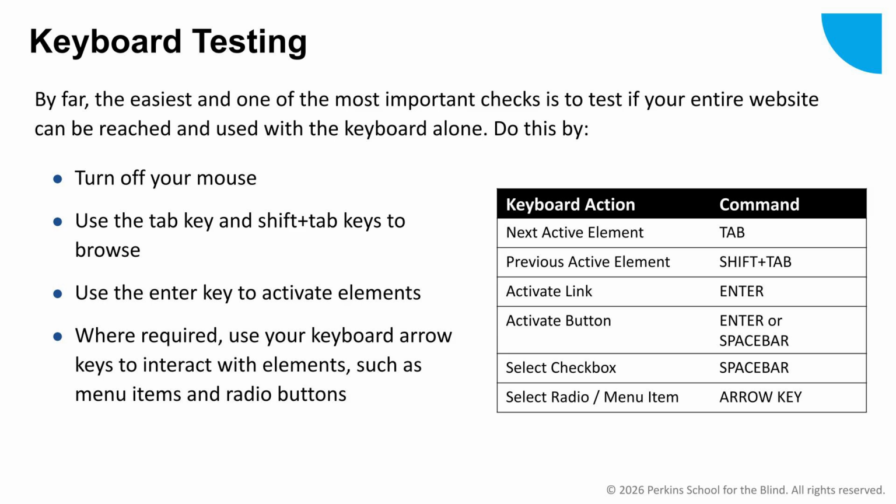We'll start with keyboard testing, because this is by far one of the easiest and most important checks, testing your entire website to make sure that every interactive element can be reached with a keyboard. This is incredibly important and relatively easy to do. You can do this by simply turning off your mouse or leaving it alone and using your keyboard. Use the Tab and Shift-Tab keys to browse the content, making sure you can reach every interactive element. There are some elements where you may need to use arrow keys instead, such as menu items or radio buttons, but making sure you can interact with every element using these keys will ensure that your product is keyboard accessible.